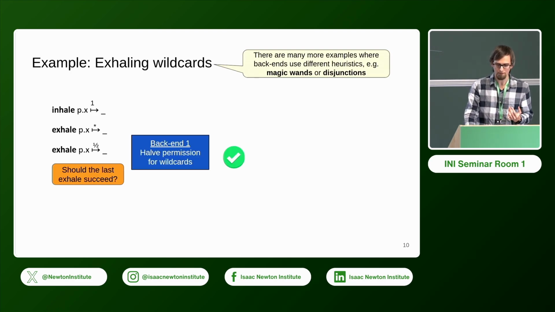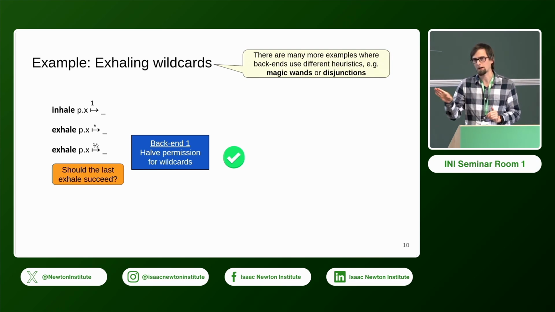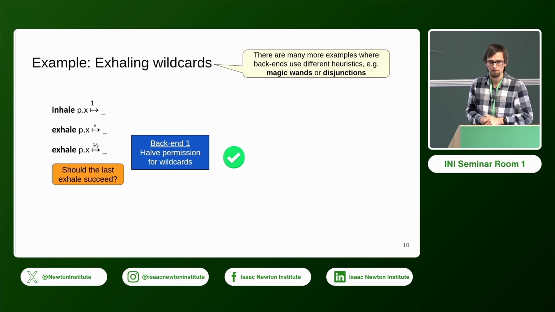And this is not an easy question to answer, because this really depends on the heuristics used by the different backends. Let's say we have one backend which says when there's a wildcard permission, I just halve the amount of permissions. And if you do this, then this program would successfully verify, because you would have half a permission left for the last exhale.